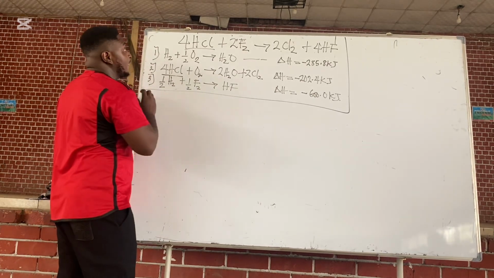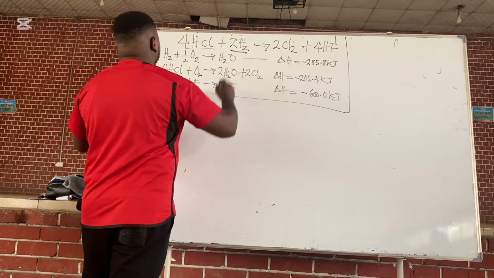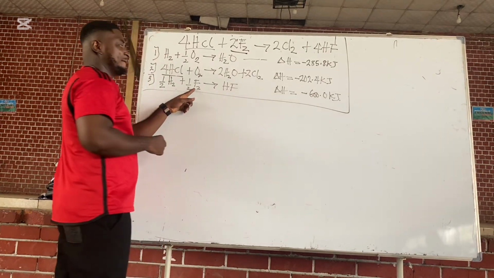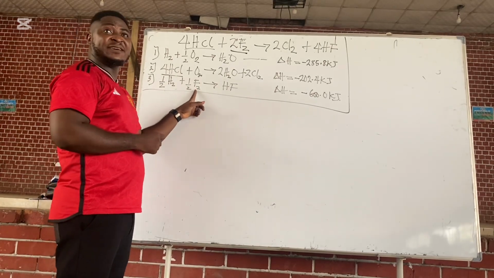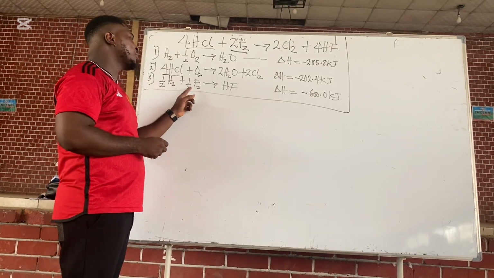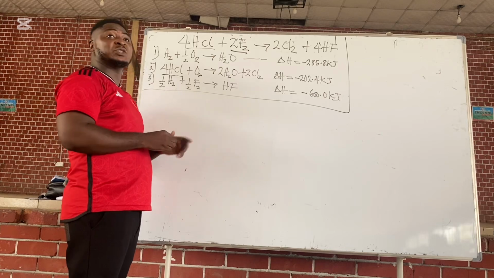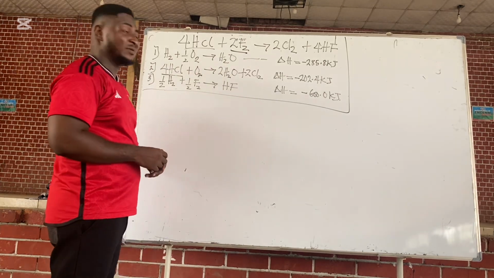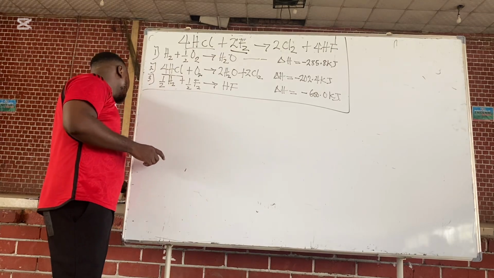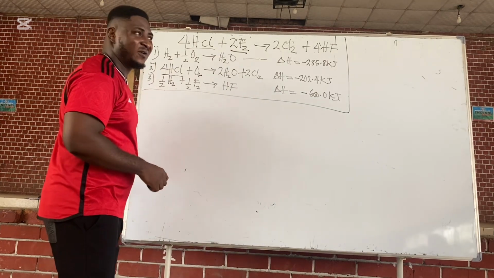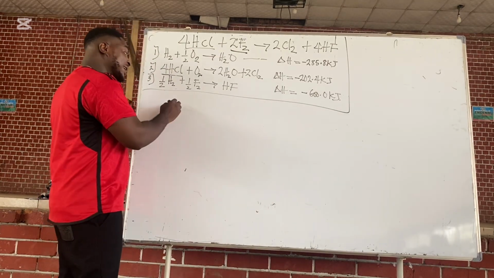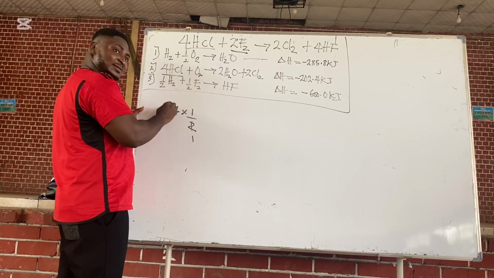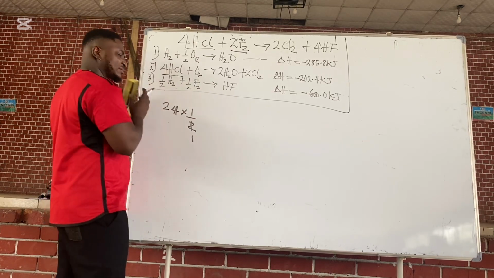Now, let's go to 2F2. Where do we have F2, class? Equation 3 has F2, right? But it's not in the right proportion. We have 2F2 here, we have 1/2 F2. We need to make this 1/2 F2 to be 2F2. What must be multiplied by 1/2 F2 to make it 2F2? 4. Because 4 times 1/2 gives 2. You are getting it. Well done, class.